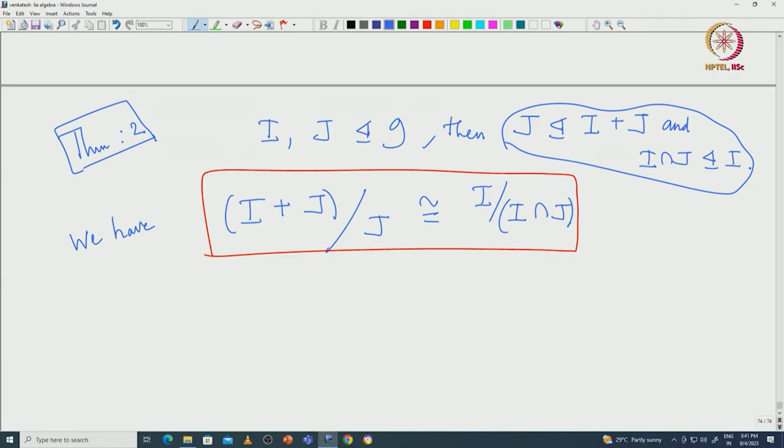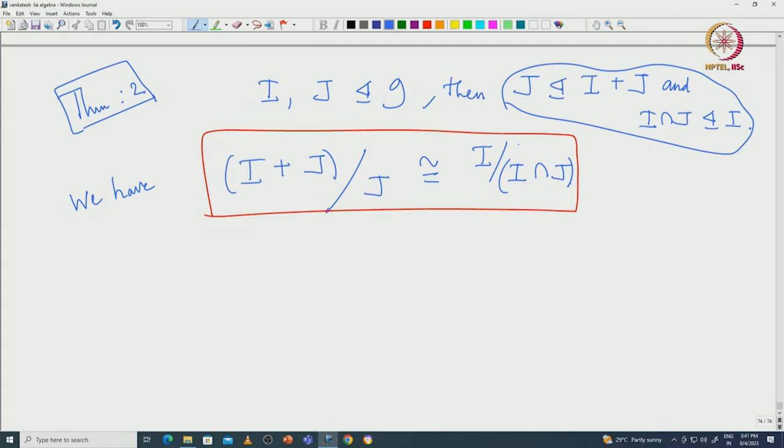So, how do I prove this? Basically, you start by defining a map. You have this map from I to I modulo I intersection J. What is this map? You can take x and send it to x plus I intersection J. There is no harm, this is a quotient map. So, now what do you do? You can also define another map.